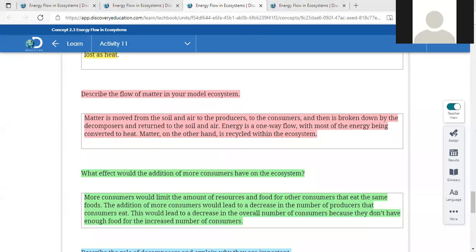Read the second question in purple and its answer. Describe the flow of matter in your model ecosystem. Matter is moved from the soil and air to the producers, to the consumers, and then is broken down by the decomposers and returned to the soil. The energy is a one-way flow, with most of the energy being converted to heat. Matter, on the other hand, is cycled within the ecosystem. Excellent. Thank you.